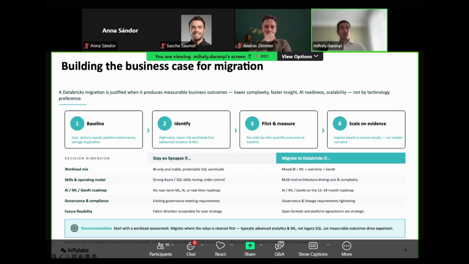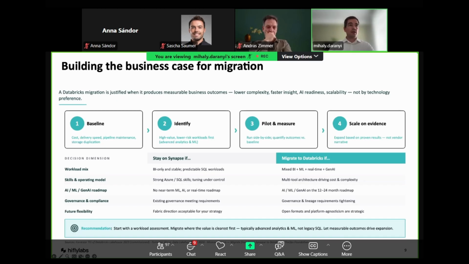And also on the skills and operating model: if you have strong Azure SQL skills and the tuning is under control right now, and it's really important that you are not in a vendor lock-in where some vendor is just trying to tune your existing architecture, then you should stay on Synapse, because that's stable. But if you have a multi-tool architecture which is really expensive and you need more transparency, you need to go for Databricks to solve that kind of issue.